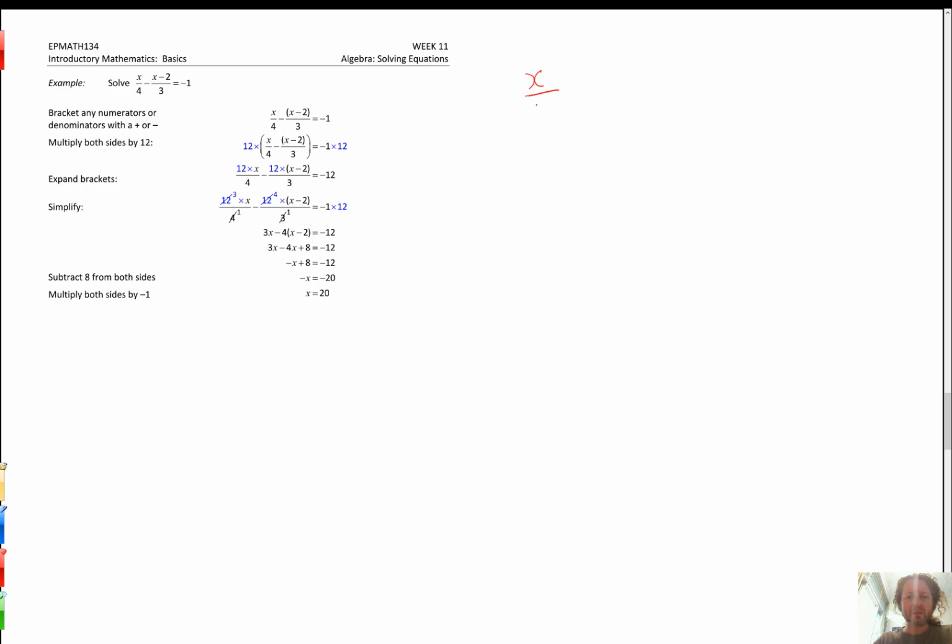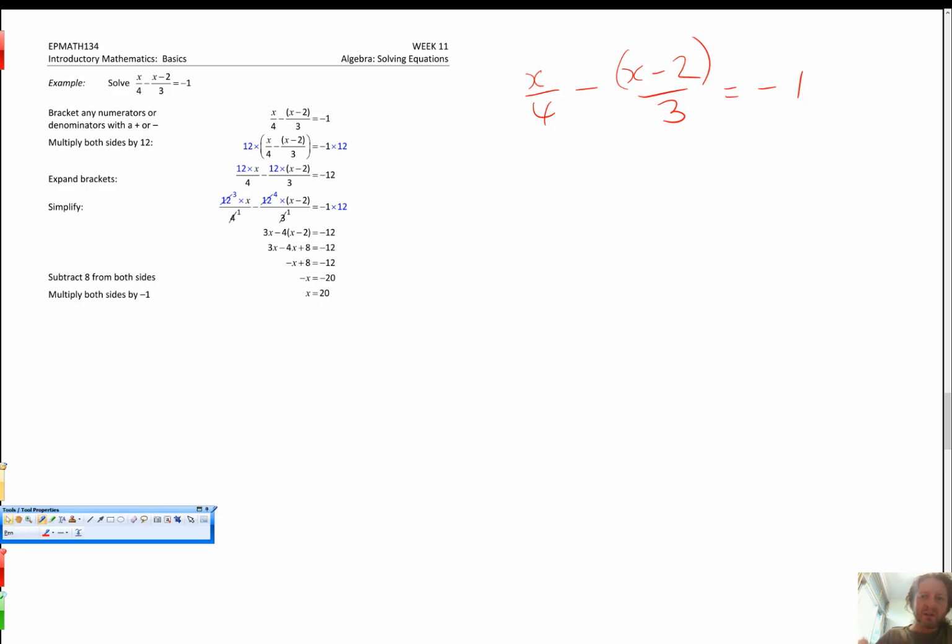Okay, we've got an x on 4 minus x minus 2 on 3. Really it's the same as the last one, but just with one minor trap. I'm still going to bracket any numerators or denominators that have operations in there, plus or minus. My lowest common denominator is 12. Oh, I won't change colour this time. We can handle that it's the same colour. There's a 12, there's a 12, and there's a times 12.